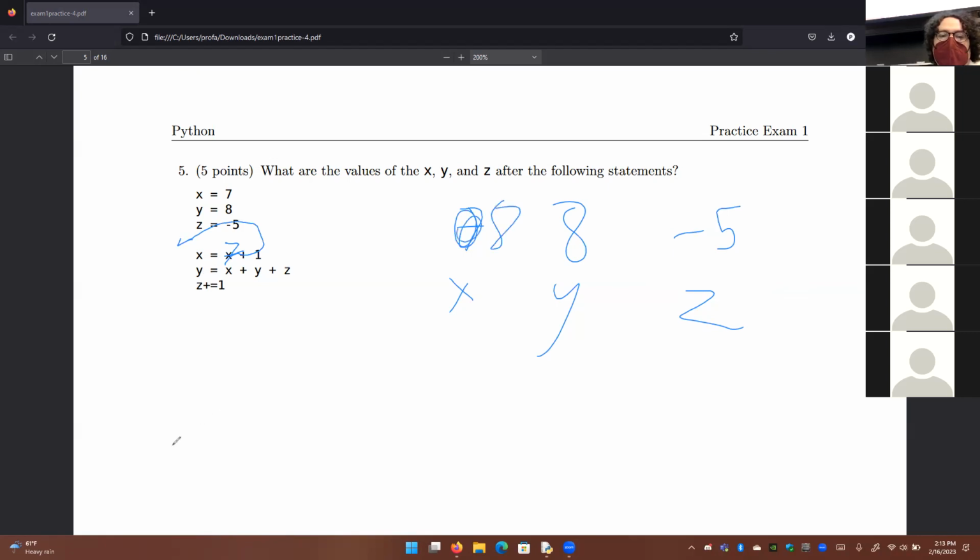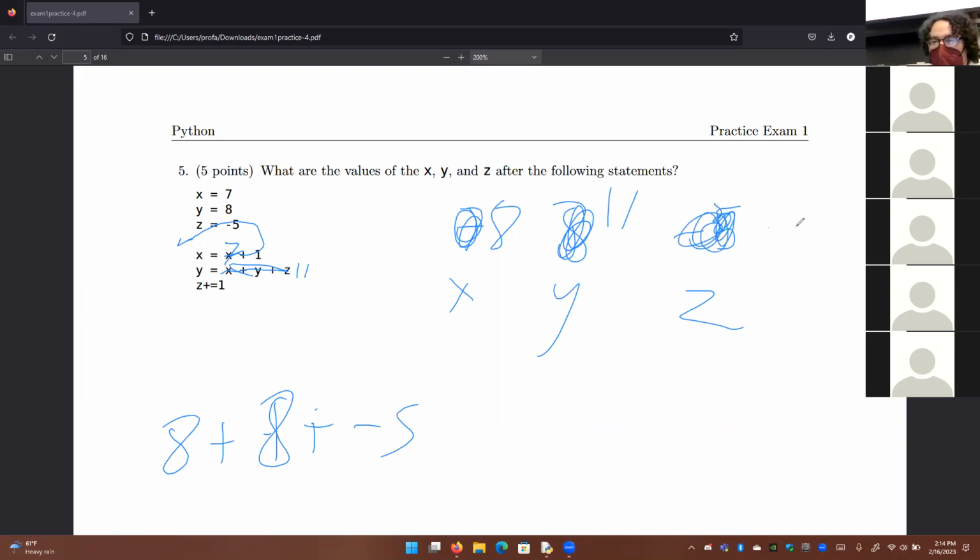Y is going to be 8 plus 8 plus -5, so this is going to be 16 minus 5, which is 11. So we're going to store 11 in here. And then this is the only real tricky one, which is Z plus equals 1. We are incrementing a negative number. This means we are adding 1 to a negative number, so you're moving towards 0. It feels more like subtraction, even though it's a negative number. So -4.